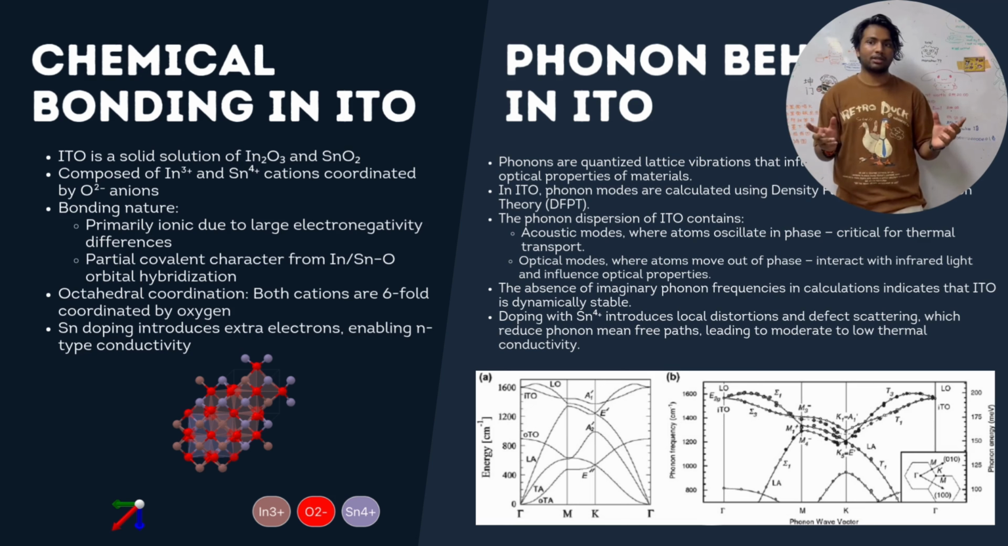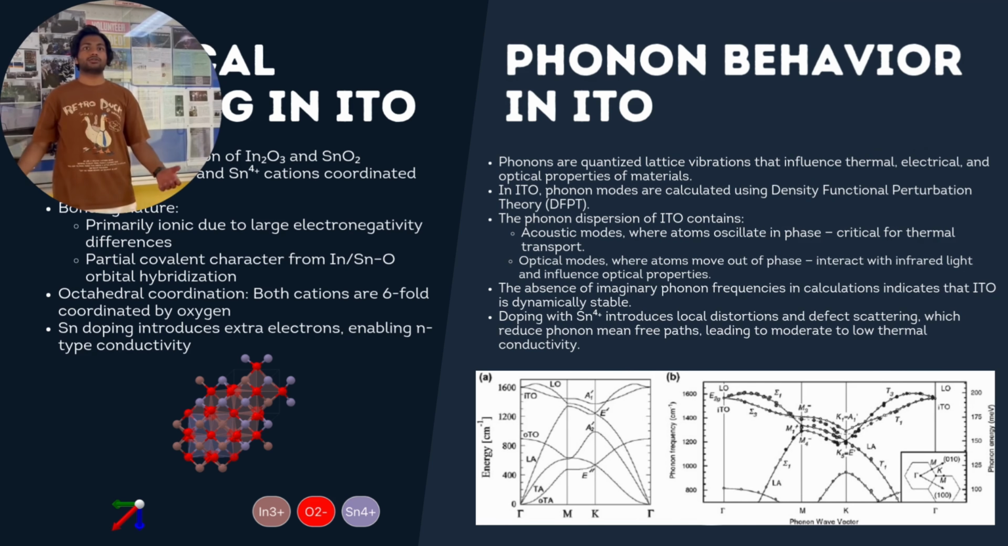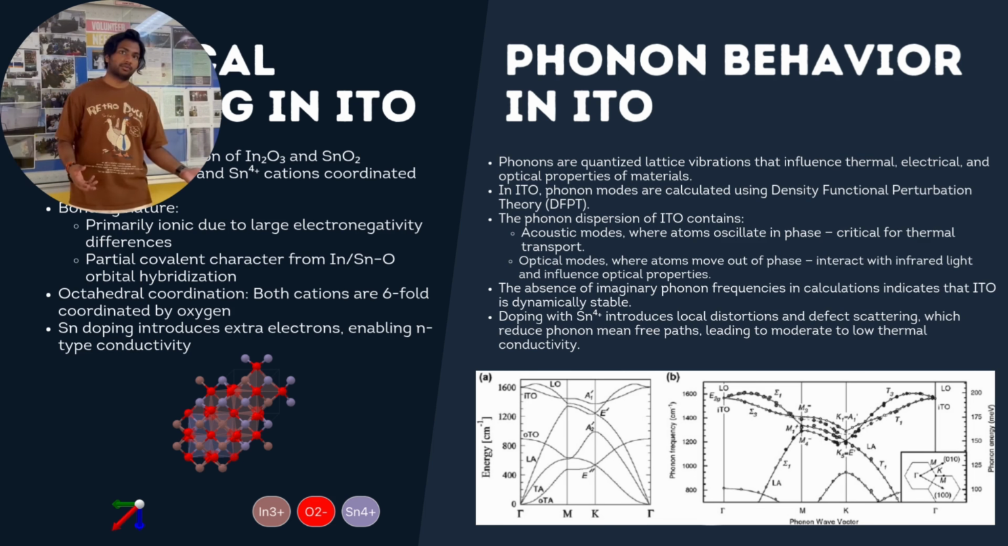What makes ITO particularly useful is that tin ion substitution for indium ion introduces free electrons, enabling n-type conductivity, which is essential for its role as a transparent conductor. Moving on to phonon behavior, which is key to understanding ITO's thermal and optical properties. Phonons are essentially the quantized vibration of atoms in a lattice. In ITO, they are calculated using density functional perturbation theory, and we observe both acoustic modes, important for heat transport, and optical modes that interact with light.